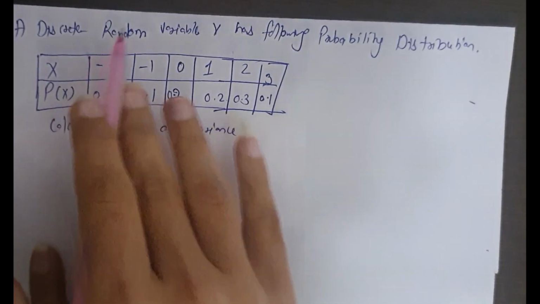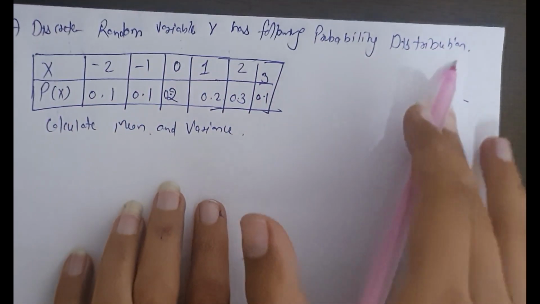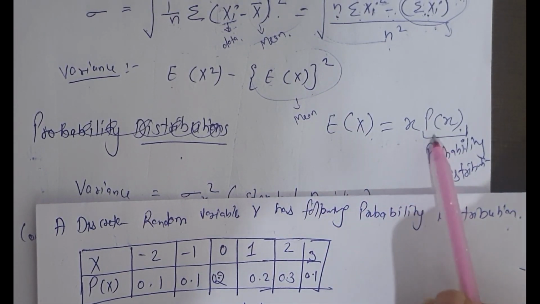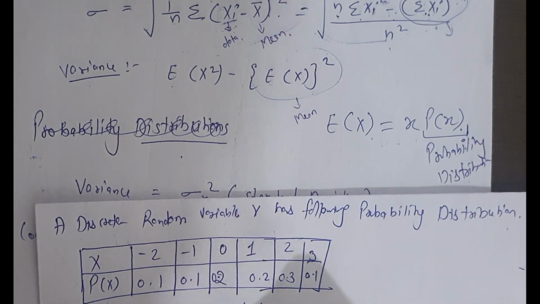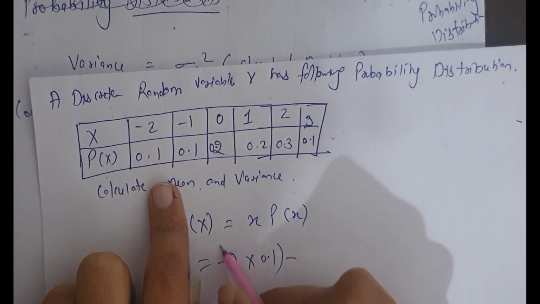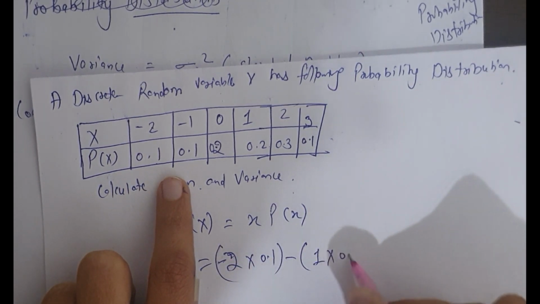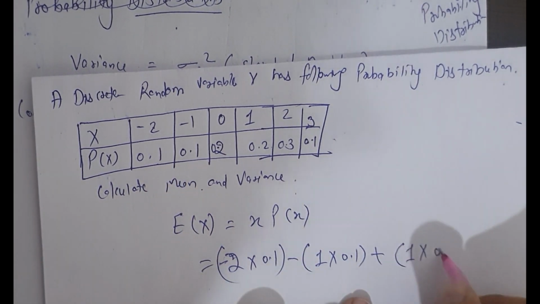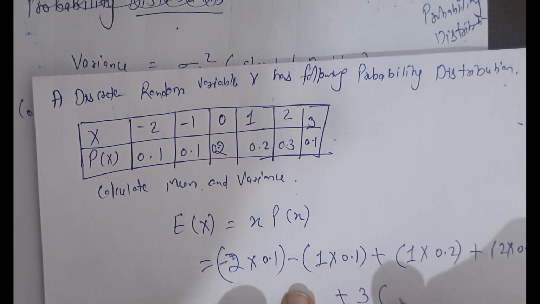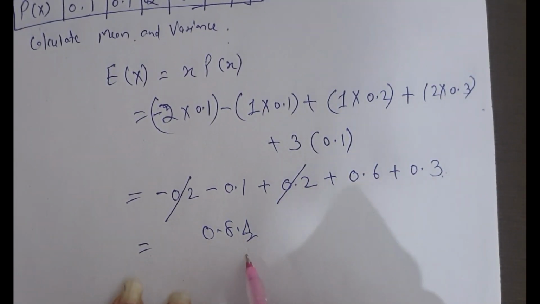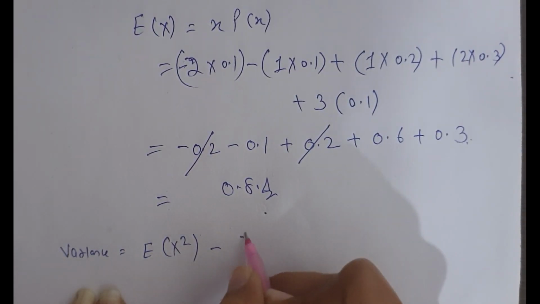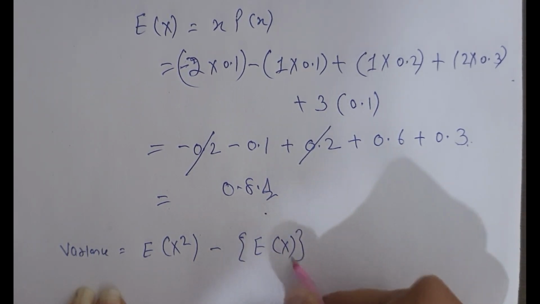Another question. A discrete random variable x has the following probability distribution. Calculate mean and variance. Mean is E(x) equal to summation of x p(x), that is the probability distribution. E(x) is minus 2 into 0.1 minus 1 into 0.1 plus 1 into 0.2 plus 2 into 0.3 plus 3 into 0.1. This is the mean. Now how do we find its variance? E(x square) minus E(x) square.